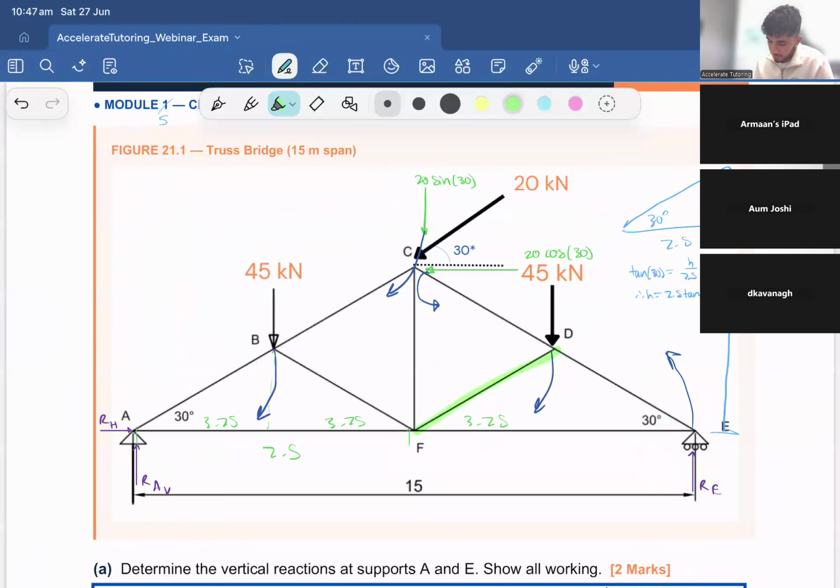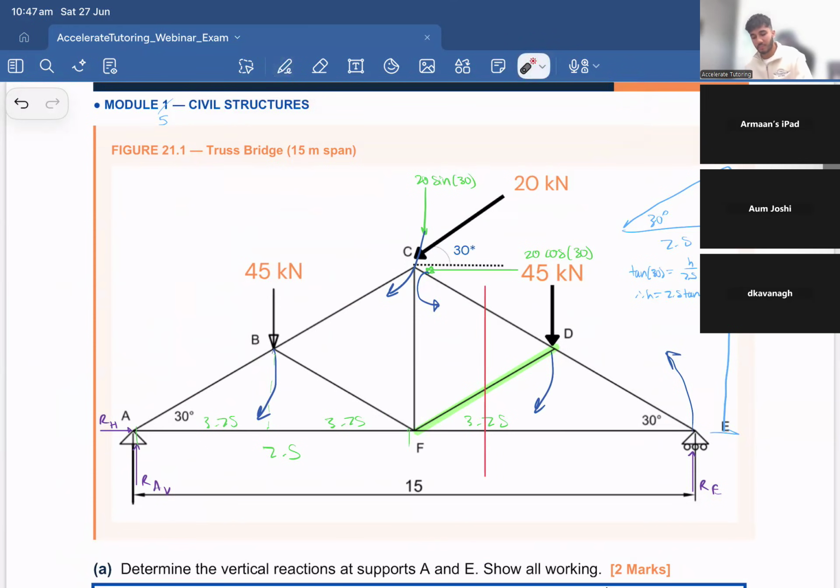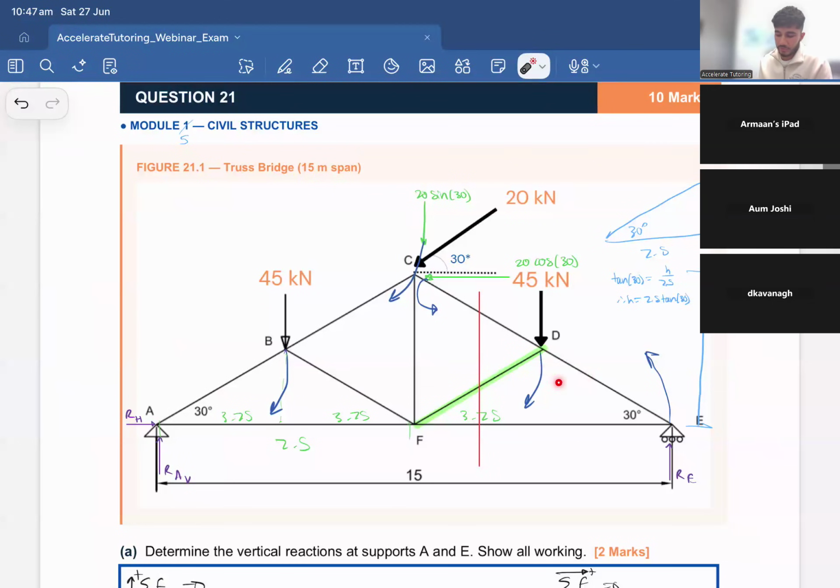Now, key thing with method of sections, as we know, is we can only cut through a maximum of 3 members. So I can't exactly do that because that's way more than 3 members. So naturally, I would just cut straight through like this. Now, can someone tell me which side we should take our section and why? Does anyone know? Should I take the section of the left-hand side or the right-hand side?